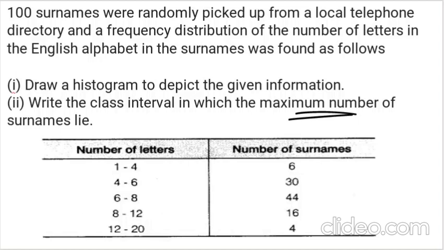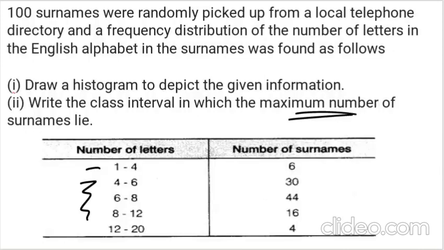So let us draw a histogram. The first thing is that in the given frequency distribution, the class intervals are unequal: 1 to 4, 4 to 6, 6 to 8. So we have to find the frequency, width, and length of the rectangles, because the widths are unequal.